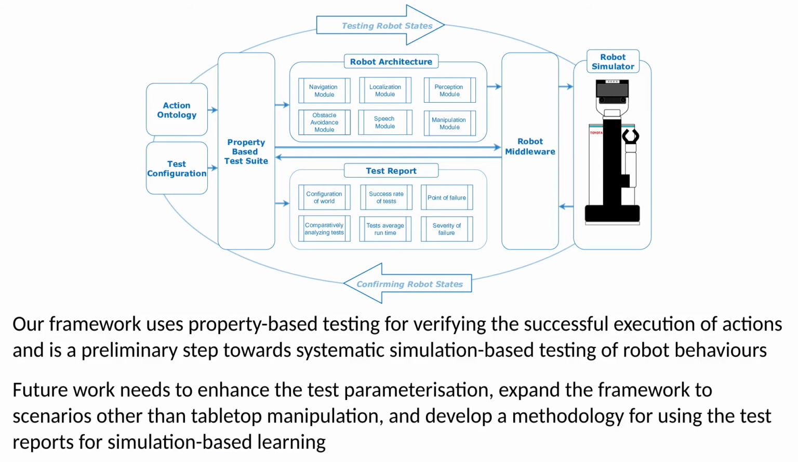Our work represents only a preliminary step towards the use of simulation-based property-based tests for robot testing. Some ways in which our framework can be expanded include enhancing the test parameterization, for instance so that the physical parameters of objects can be varied, expanding the framework to scenarios more varied than tabletop manipulation, and using the results of the generated test reports for automatic simulation-based learning and policy improvement.